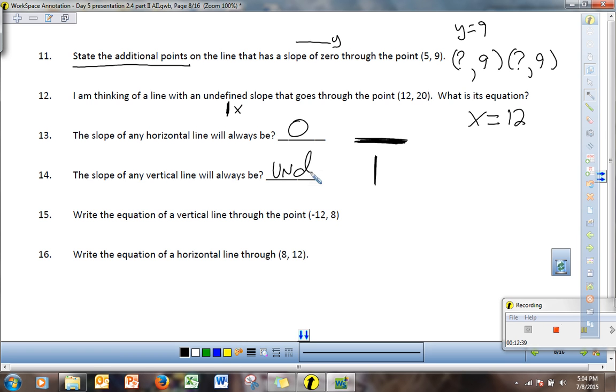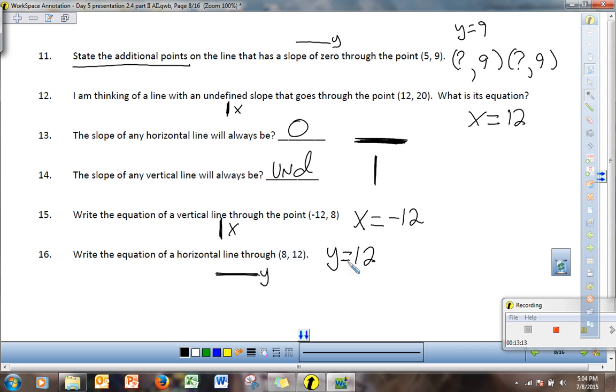Number 15, write the equation of a vertical line, so pause. Vertical, going up and down, cuts the x-axis. The equation is x equal, now just go get me your x-coordinate, -12. Number 16, write the equation of a horizontal line through (8, 12). Horizontal looks like that, cuts the y, my answer, y equal 12.